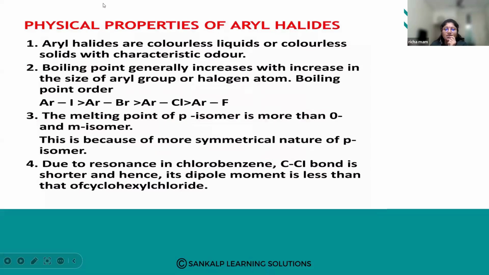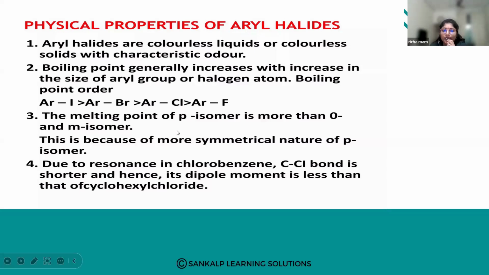So next we are going to discuss the physical properties of aryl halides. Aryl halides are colorless liquids or colorless solids, and they have some characteristic odor. They have some particular smell. Then boiling point. What happens to the boiling point of these aryl halides? They generally increase, because there is an increase in the size of the aryl group or the halogen atom. So this is the boiling point order given.